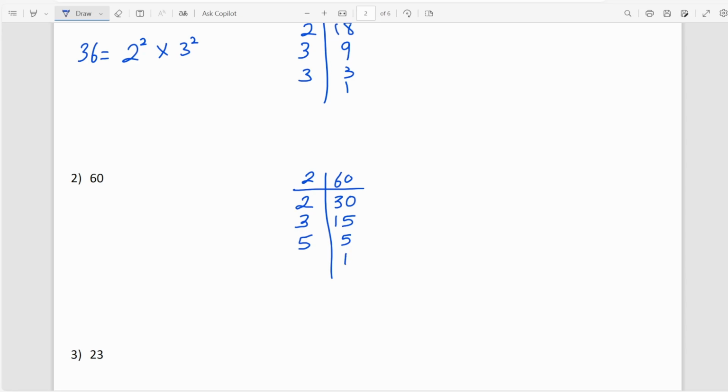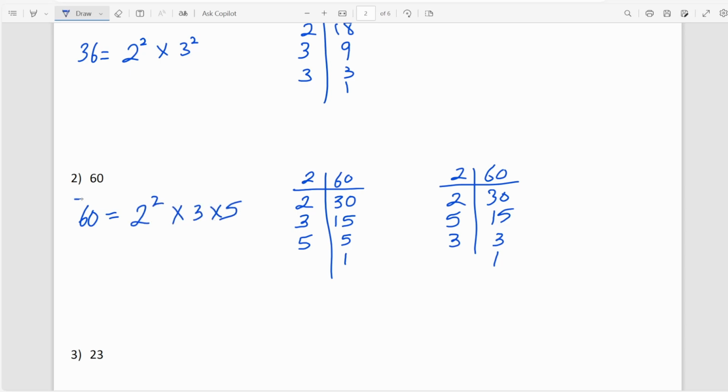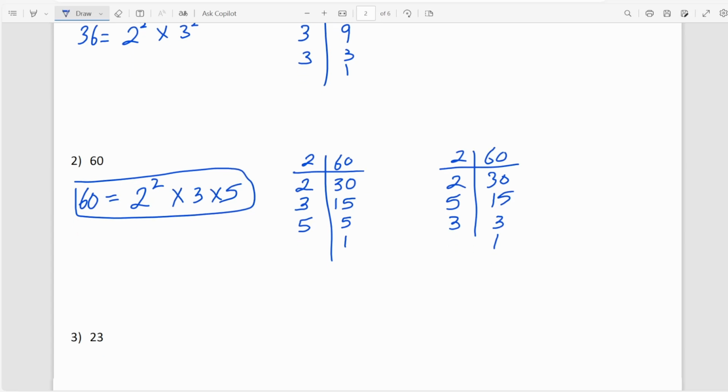All right, and by the way, you don't have to worry about the order you do this. Sometimes, for example, let's say I divide by 2, we got 30, we got 15. Let's say you did 5 first. It doesn't matter. You'll get 3, and then 3 again, 1. So the order does not really matter as long as you're dividing by prime numbers, okay? So 60 is equal to 2 to the power of 2 times 3 times 5. This is the final answer.